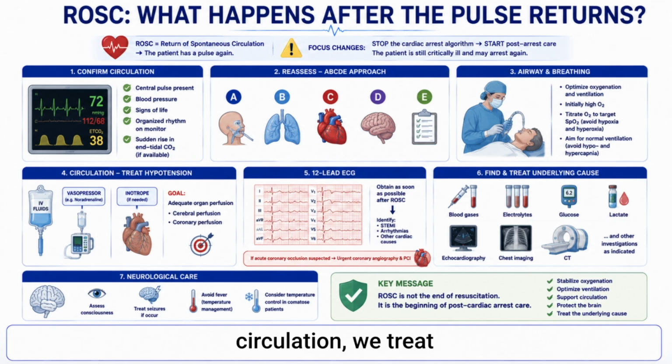For circulation, we treat hypotension. This may require IV fluids, vasopressors such as noradrenaline, and sometimes inotropes depending on the cause. The goal is to maintain adequate organ perfusion, especially cerebral and coronary perfusion.